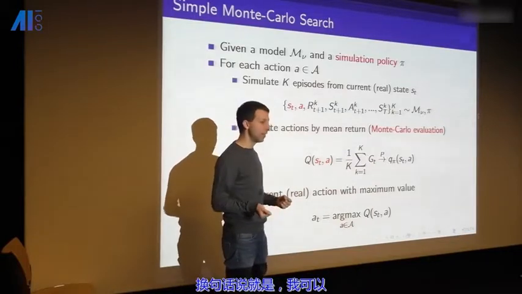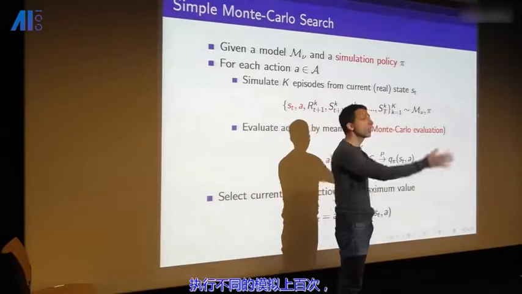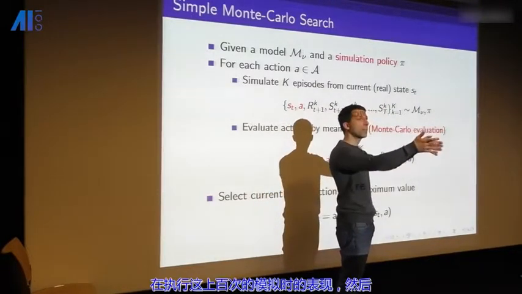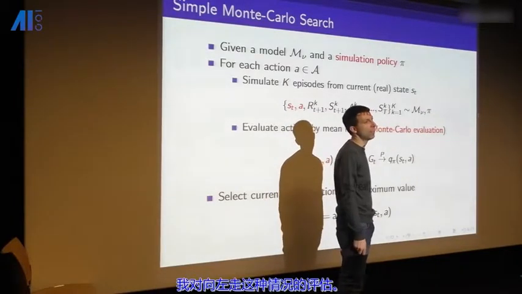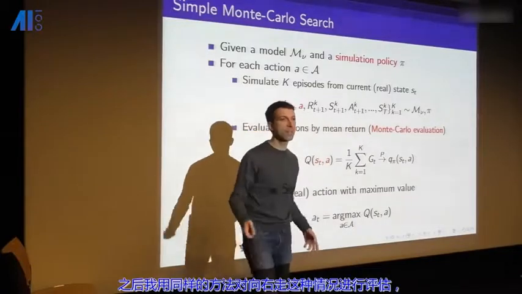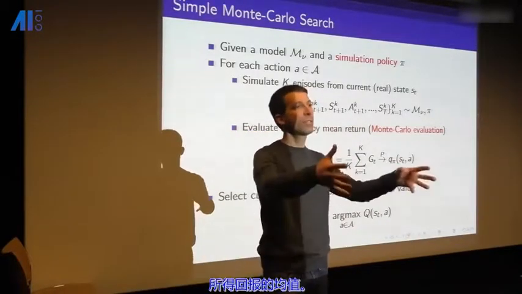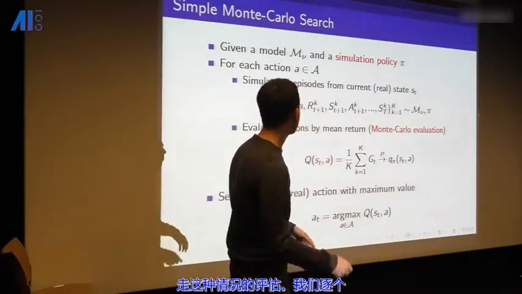In other words, if I'm saying I could go left, I'm going to run 100 different simulations where I go left, and I'm going to see how well I did on those 100 simulations and take the mean of all the returns, and that's going to be my evaluation of how good it is to go left. Then I'm going to do the same thing for going right, run another 100 simulations, take the mean of all the returns for going right. That's going to be my evaluation of how good it is to go right.